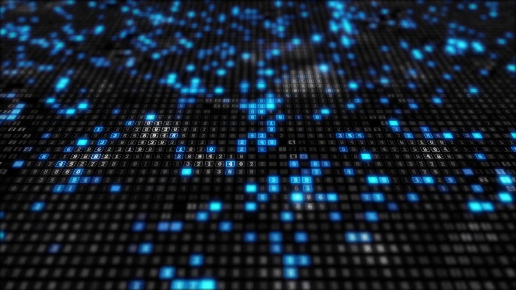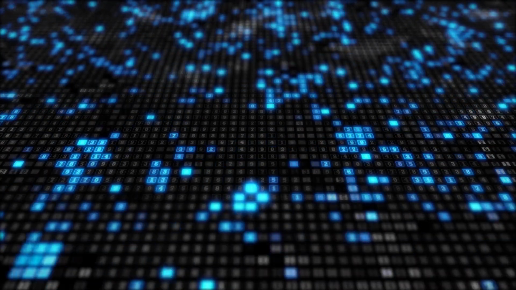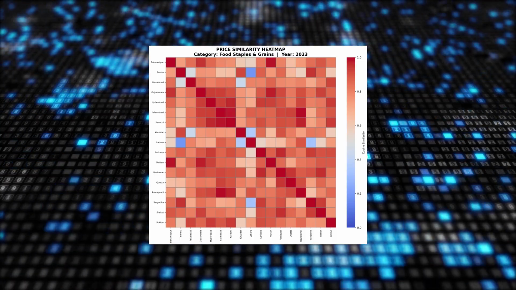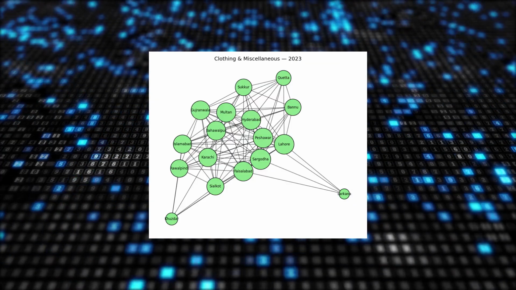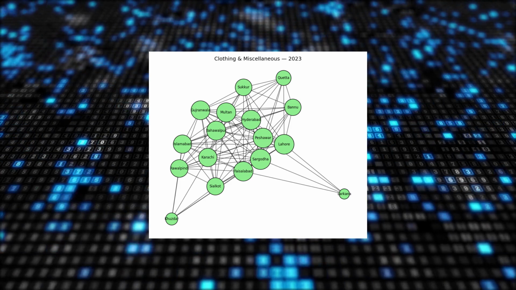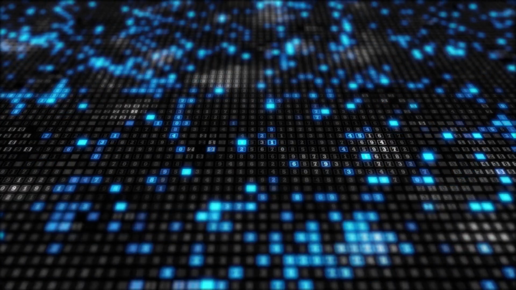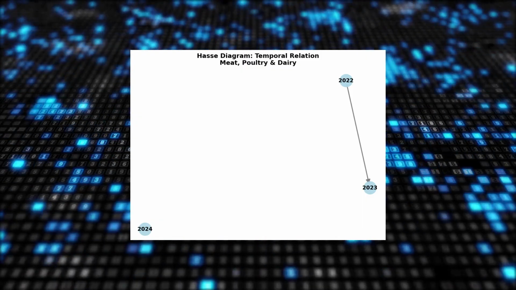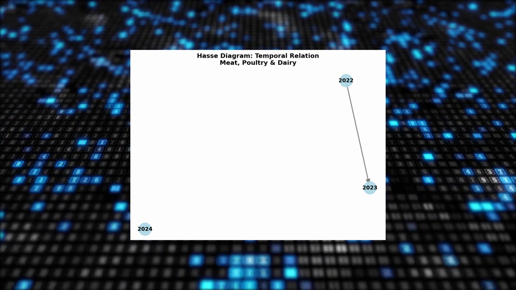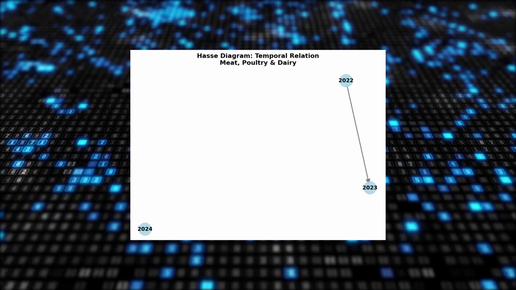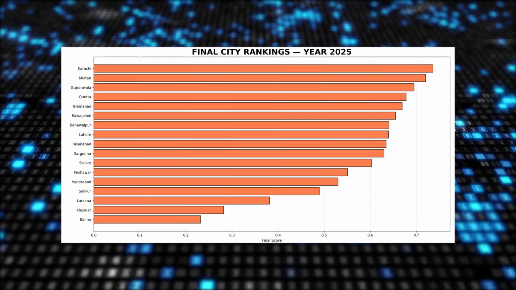Here are some of the most interesting results from the analysis. First, this heat map shows how similar cities are based on food prices. Clusters appear clearly. Next, the network graph shows strong similarity edges. Nodes represent city centrality. And here is the Hasse diagram showing how the similarity network evolves over years, which is deeply tied to a discrete structures topic on partial order and transitive reduction. Finally, here is the final city ranking combining all categories.